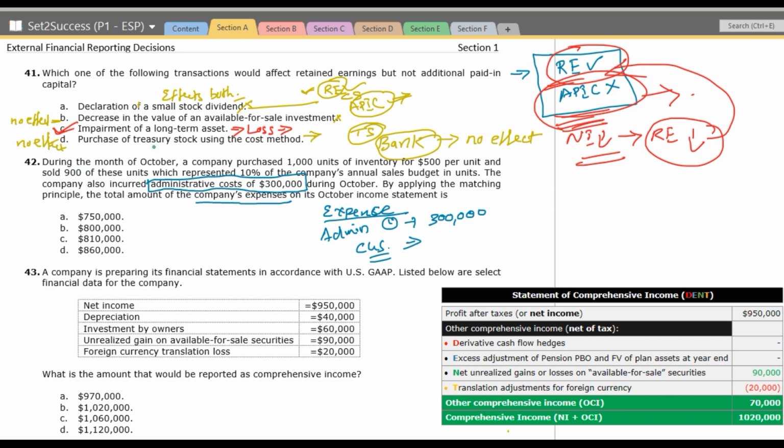Because during the month of October, we have purchased 1000 units of inventory for 500 per unit, out of which we have sold 900 units, and some of the units are still in our ending inventory. So when we sell 900 units purchased at 500 per unit, this gives you 450,000. So 300,000 plus 450,000 comes to 750,000, which is option A. Next.